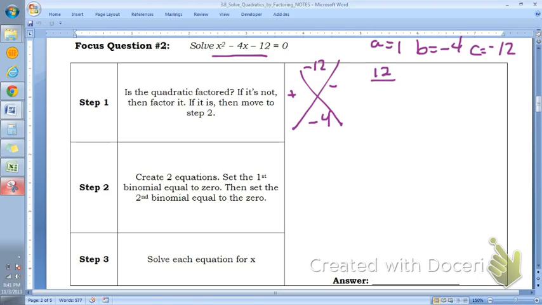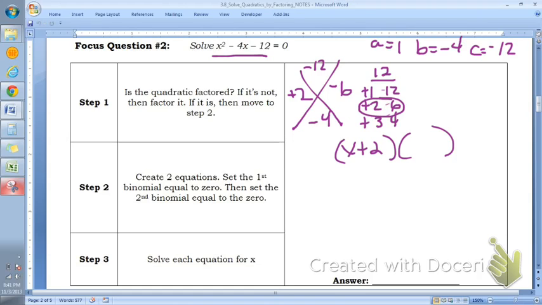Write your factors of 12. 1 and 12, 2 and 6, 3 and 4. If your smaller numbers are positive and your larger numbers are negative, which pair equals the negative 4? Well, 2 and negative 6 equals negative 4. So write it in factored form. So we're writing the expression in factored form. You should have x plus 2 and x minus 6.